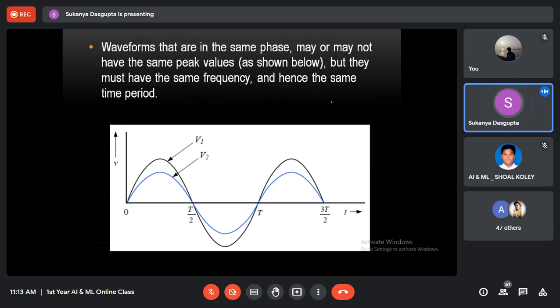Like these two signals, the two voltage signals are just in phase. One is marked with blue color, signal V2, and another one is marked with black color, which is V1. See, both the signals are attaining their maximum positive peak value at the instant T by 4. Both have the same time period, capital T. That means frequency is the same for the two signals. 1 by T is the frequency. Frequency is always 1 by time period. So here the time periods are the same, so the frequencies will also be the same.